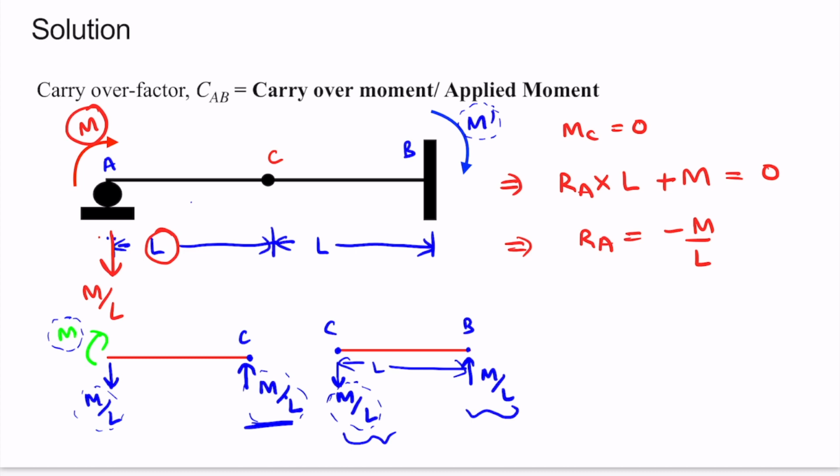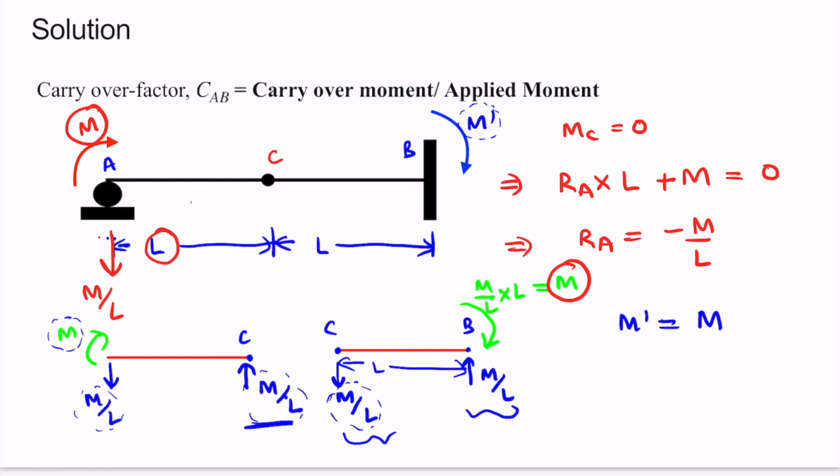Therefore, to balance it, we have to apply a clockwise moment here, and the value of this clockwise moment will be M by L multiplied by L, that is M. So we have got a value of M dash as M here.